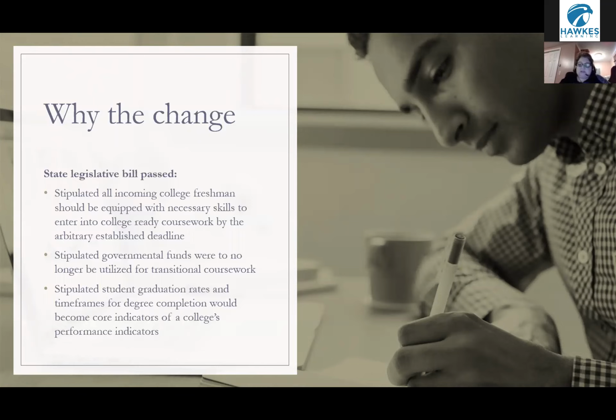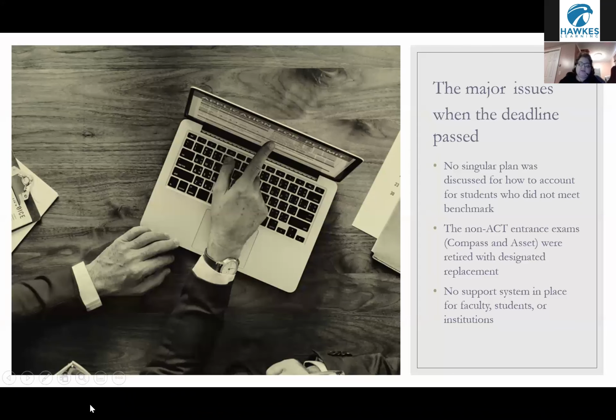So that forced institutions all across the state of Kentucky to look at, number one, if we were to continue with transitional coursework, how are we going to pay for this? How are we going to come up with the funds needed to cover those courses and to cover the faculty that's going to be covering these? And number two, if we do this, how are we going to do it in a way that does not impact graduation rates? So when the deadline arbitrarily passed, some issues arose.